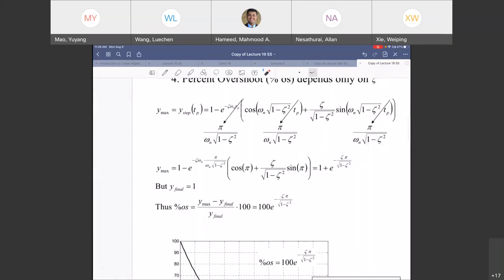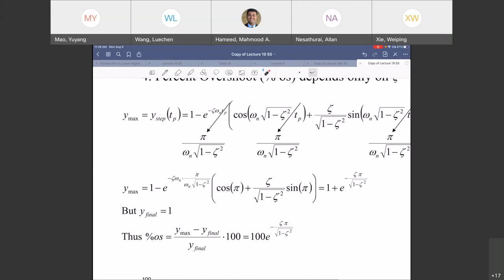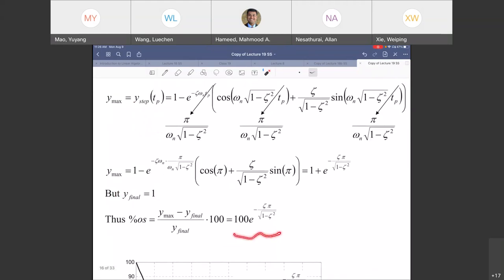Percentage overshoot, well, for percentage overshoot, you need two things, Y max and Y final. Y final is going to be one, that's where it will settle down to. Y max will be the evaluation of the step response at Tp. Tp I know from before, y step of t I know from before. Plug Tp in there, find Y max, Y final is 1, find the percentage overshoot. When you simplify this, that's your result. Percentage overshoot relates only to zeta, no omega n involved. Next.